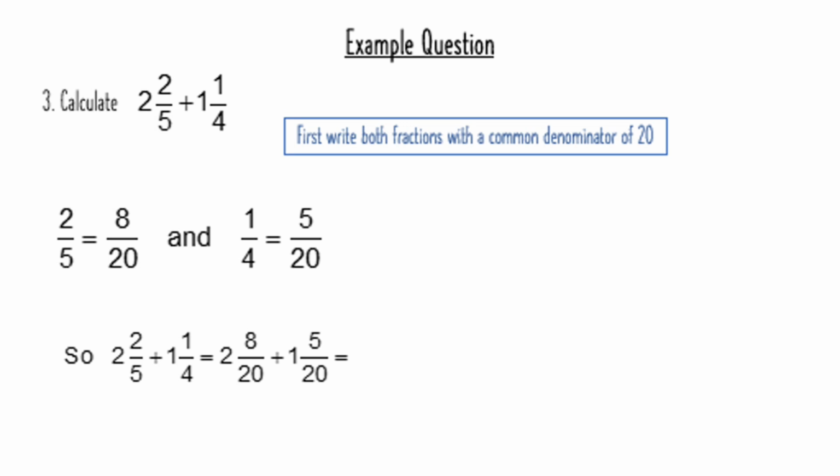Now let's add the whole numbers. 2 plus 1 equals 3. Let's add the fractions. 8 plus 5 gives us 13. So we have 3 and 13 over 20.